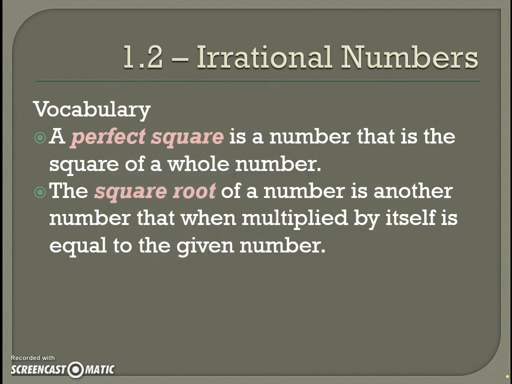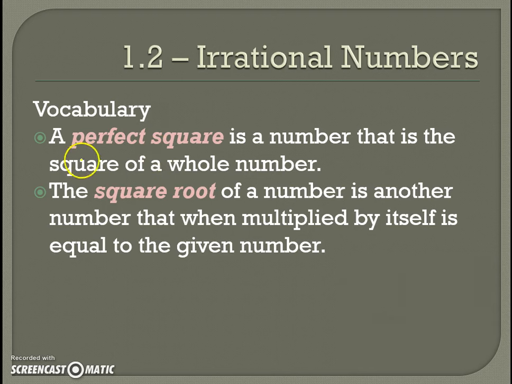Right here are your vocabulary terms. So this is where you want to pause the video and make sure you copy all of these things down. A perfect square is a number that is the square of a whole number, and the square root of a number is another number that when multiplied by itself is equal to that given number. Now these shouldn't be new terms to you. You should have heard of them before.